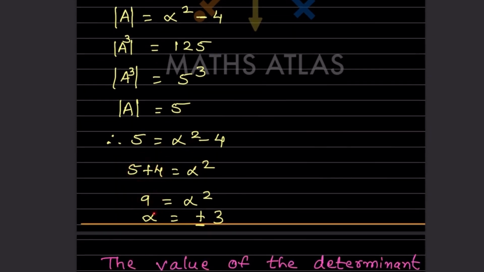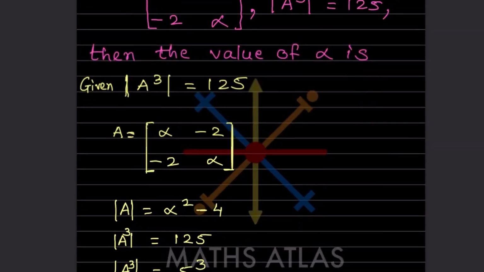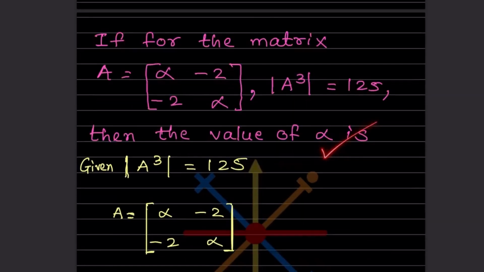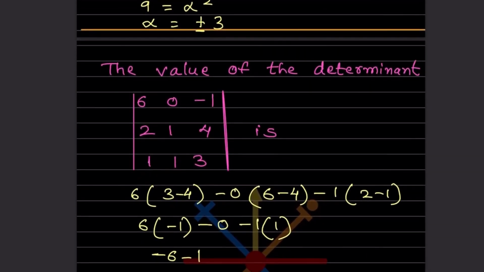So you just need alpha. So alpha is, when you square both sides, it is going to be plus or minus 3. So here, what they have asked is the value of alpha. So it is plus or minus 3. So now look at the next problem.